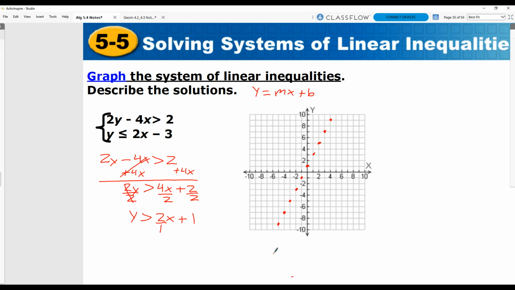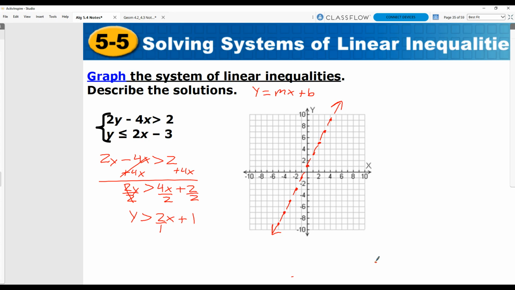Okay, there we go. And if we take a look, it's going to be a broken line because it doesn't have the equal to part. So this is going to get connected with a broken line here. We'll put some arrows. Okay, perfect. We have that graphed.